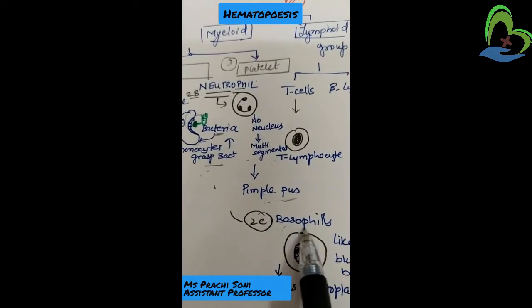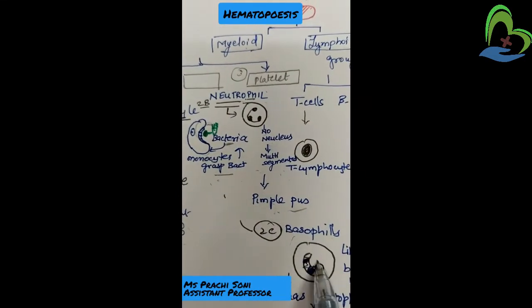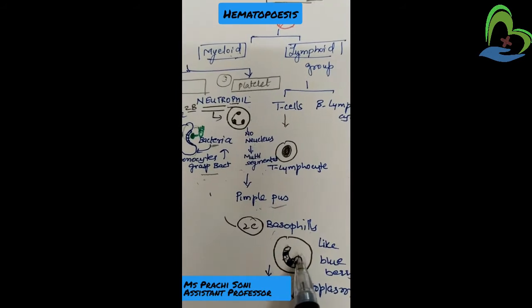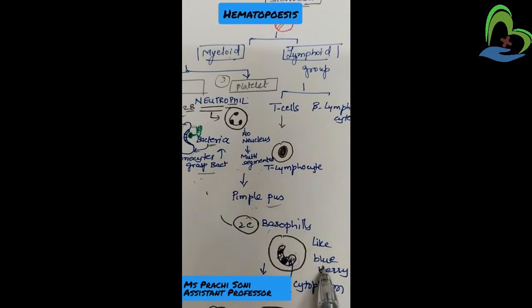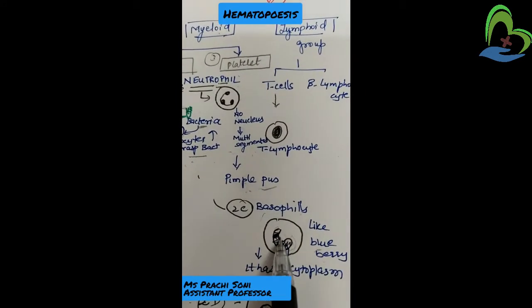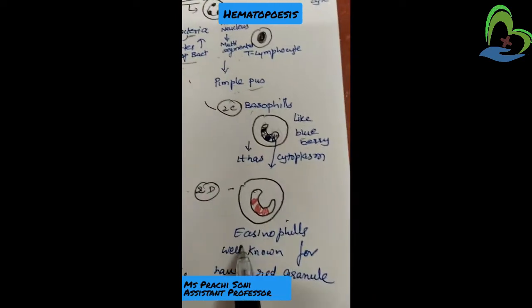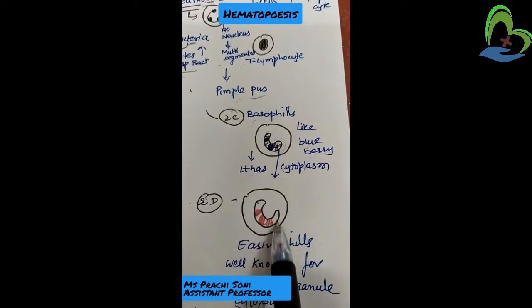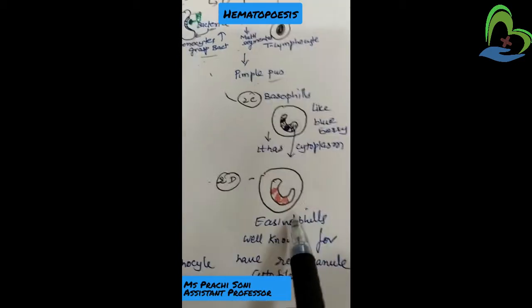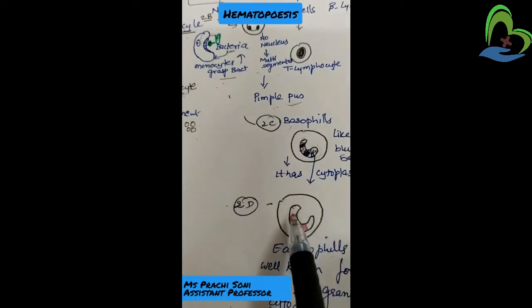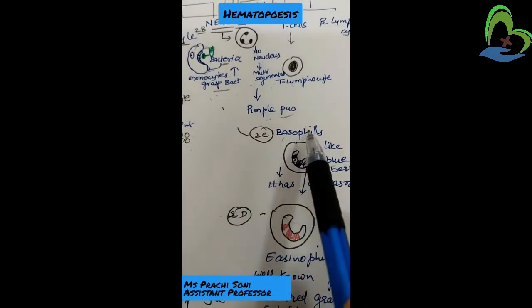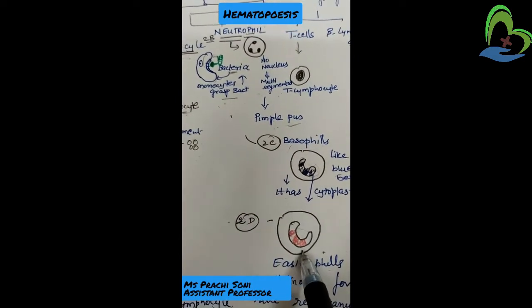Next we see the basophils. Basophils also have a bean-shaped nucleus, and are even called blueberry shaped. They have cytoplasm inside. And lastly, eosinophils, which are well known for having red granules in the cytoplasm. These are the cytoplasm seen in the basophils and the eosinophils.